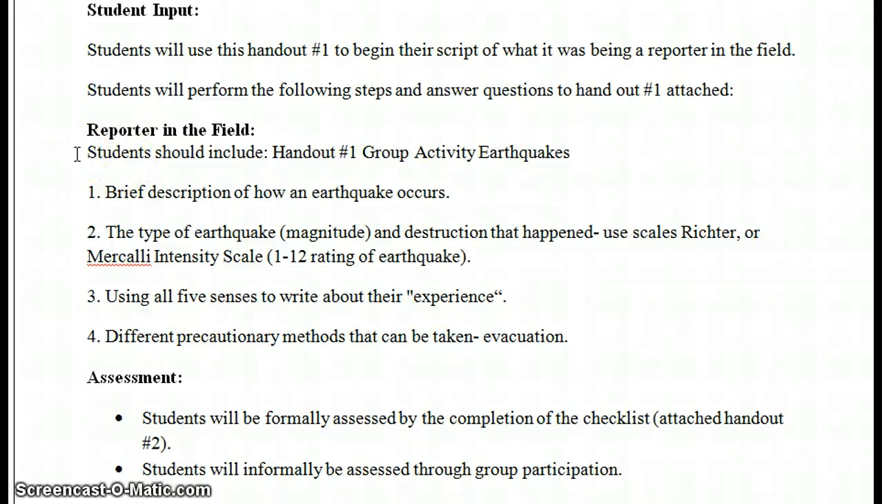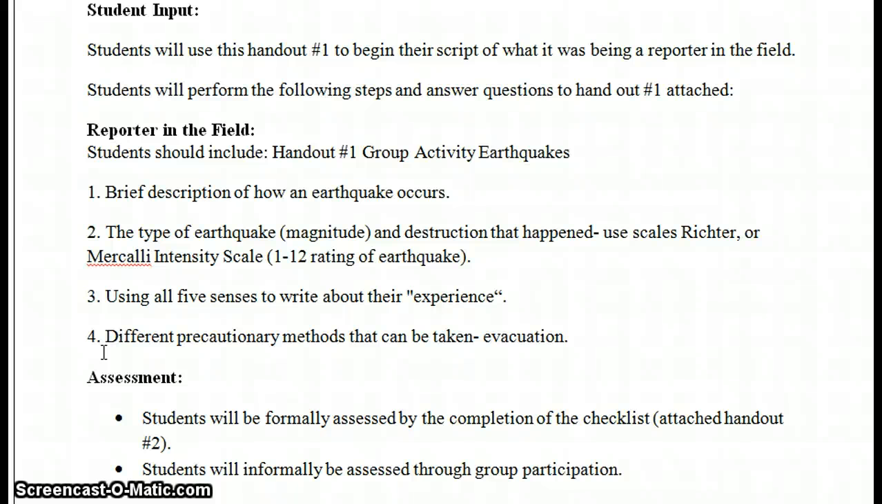Before they begin filming, they are responsible for including these 4 items. The student will have a brief description of how an earthquake occurs, the type of earthquake, whether they're talking about the Richter scale or Mercalli scale, and they will also have to use all 5 senses to write about their experience. That includes hearing, vision, smell, touch, and taste, their experience using all the 5 senses.